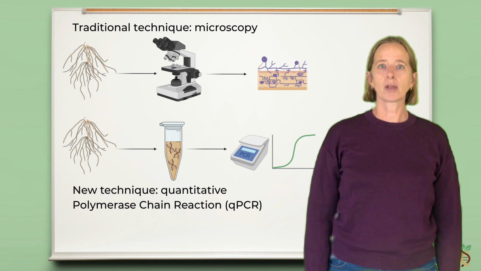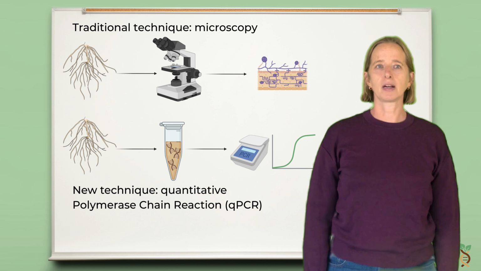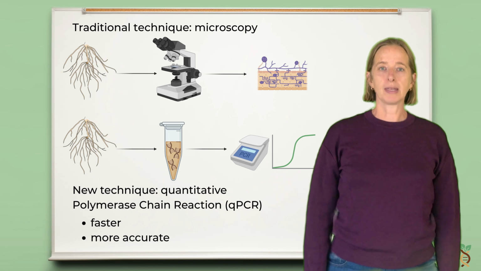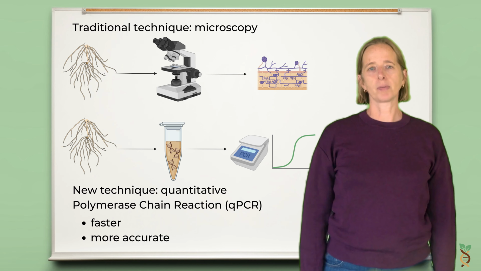Instead, researchers now can use a method called quantitative PCR or qPCR. This technique measures the DNA of the organisms, making it possible to estimate their numbers in soil or roots with much greater speed and accuracy than traditional microscopy.